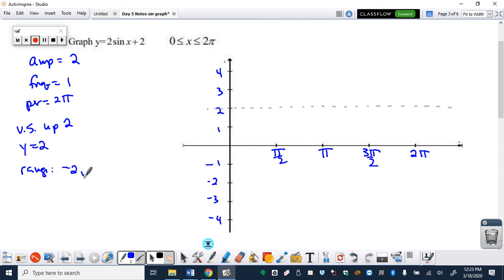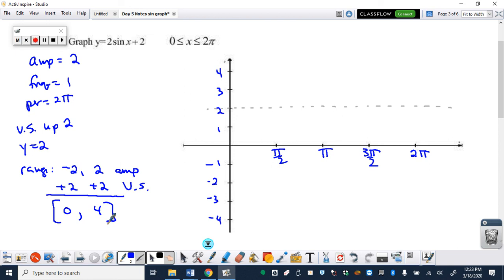So my amplitude says that before the vertical shift, my range would be from -2 to 2. But with the vertical shift, everything got moved up 2. So now my graph should only exist from 0 to 4, where 0 is the minimum and 4 is the maximum. All right, so let's graph.